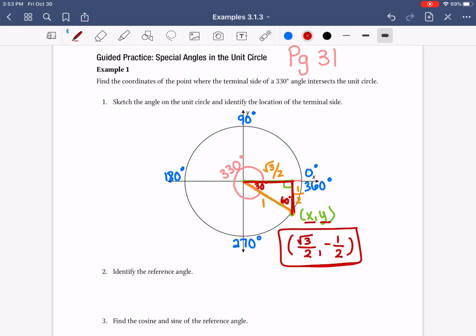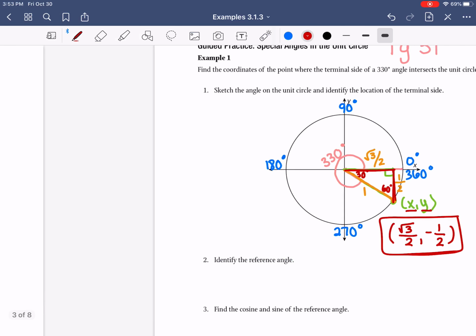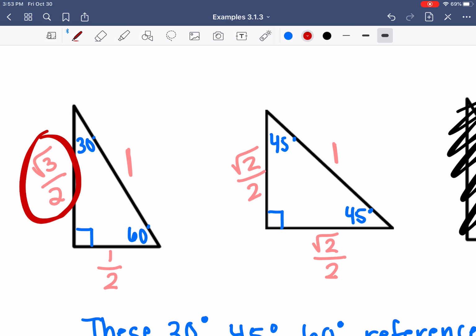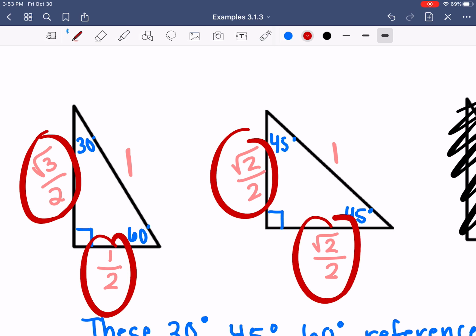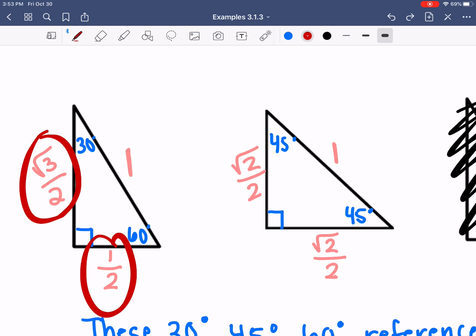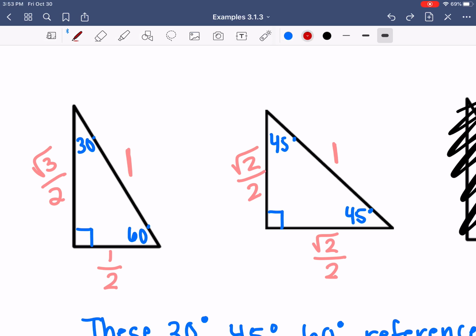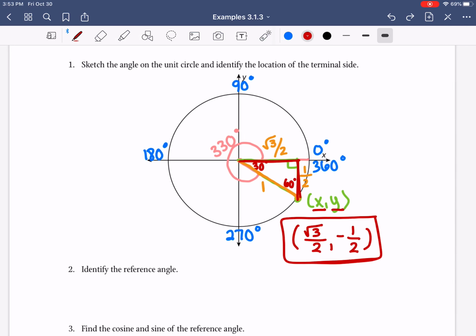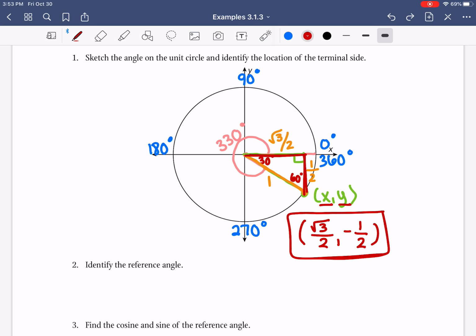All of your answers for your coordinate pairs are going to be these numbers right here, and they go together. You're either going to have square root of 2 over 2 with square root of 2 over 2, or you're going to have radical 3 over 2 and 1/2 together. All of the points on the unit circle, the special reference angles we're going to deal with today, are going to be these numbers right here. Let's do a couple more examples.